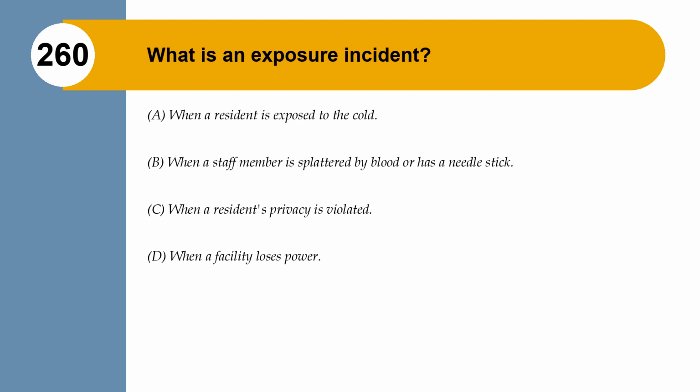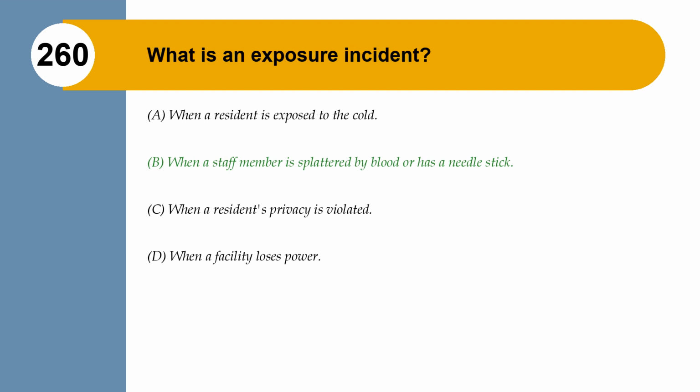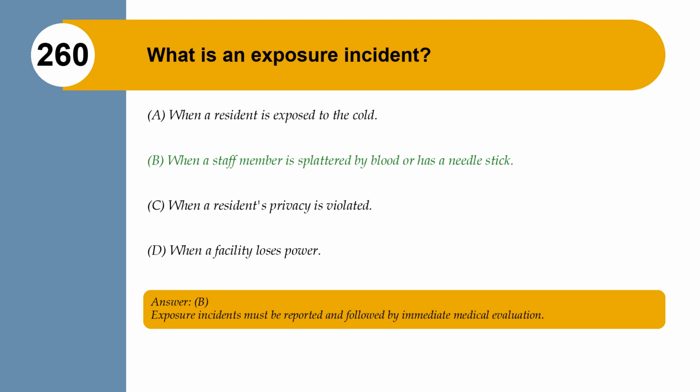Question 260. What is an exposure incident? Option A. When a resident is exposed to the cold. Option B. When a staff member is splattered by blood or has a needle stick. Option C. When a resident's privacy is violated. Option D. When a facility loses power. The correct answer is option B. When a staff member is splattered by blood or has a needle stick. Explanation. Exposure incidents must be reported and followed by immediate medical evaluation.